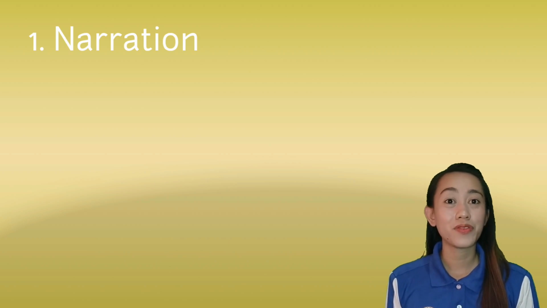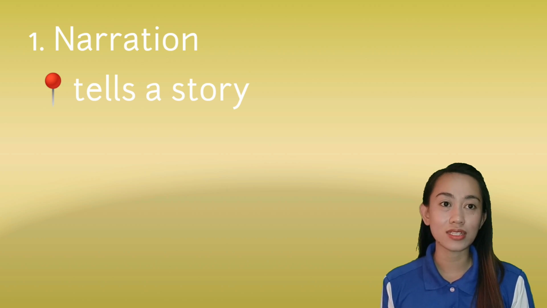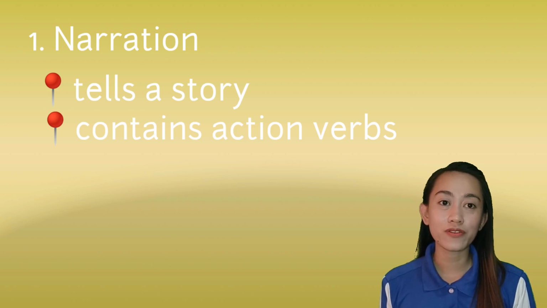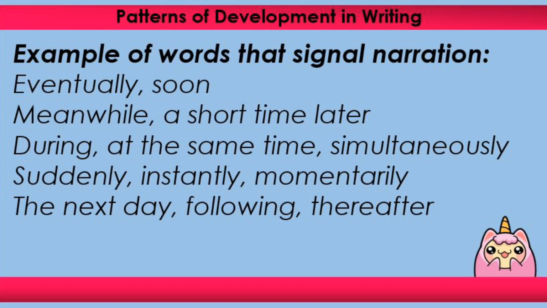Number 1, narration. Narration tells a story. It relates an incident or a series of events that leads to a conclusion or ending. It tells the readers when, where, and what happened. A narrative paragraph contains action verbs and transition words that indicate time or sequence. The following are some transition words used to signal time or sequence order.